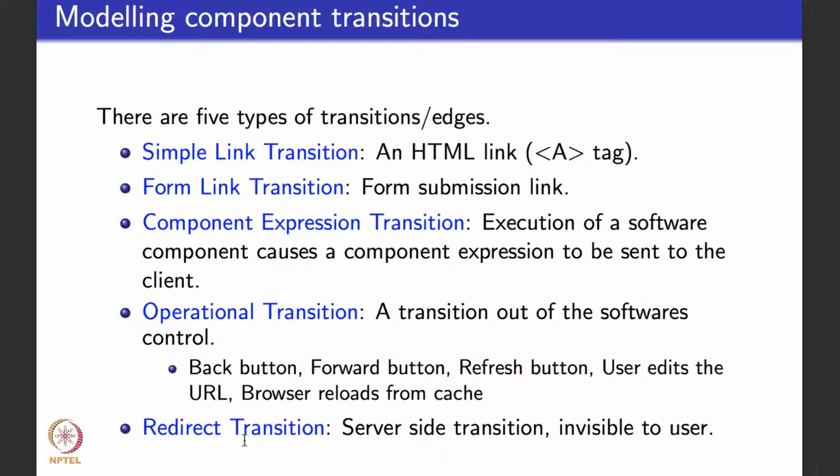This main web server could do a redirect transition to the database server, get the data or validate the data and accordingly respond. So that kind of transitions are called redirect transitions. So transitions that are simple hyperlinks, transitions that are forms, transitions that correspond to component expressions, transitions that are abnormal, which cause abnormal interruption in server processing of data, and these are transitions that are internal to the server.